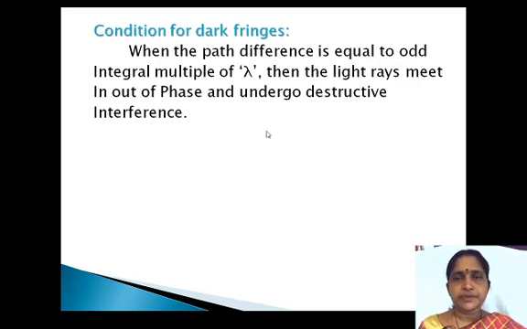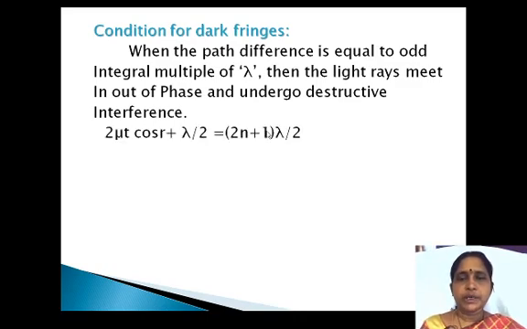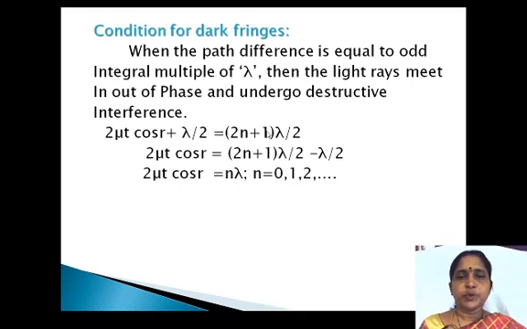The general condition for destructive interference is that the path difference is equal to a half integral multiple of lambda. Equating the path difference to this, we obtain 2 mu t cos r is equal to n lambda. This is the condition for dark fringes. So we have written the conditions for dark and bright fringes.